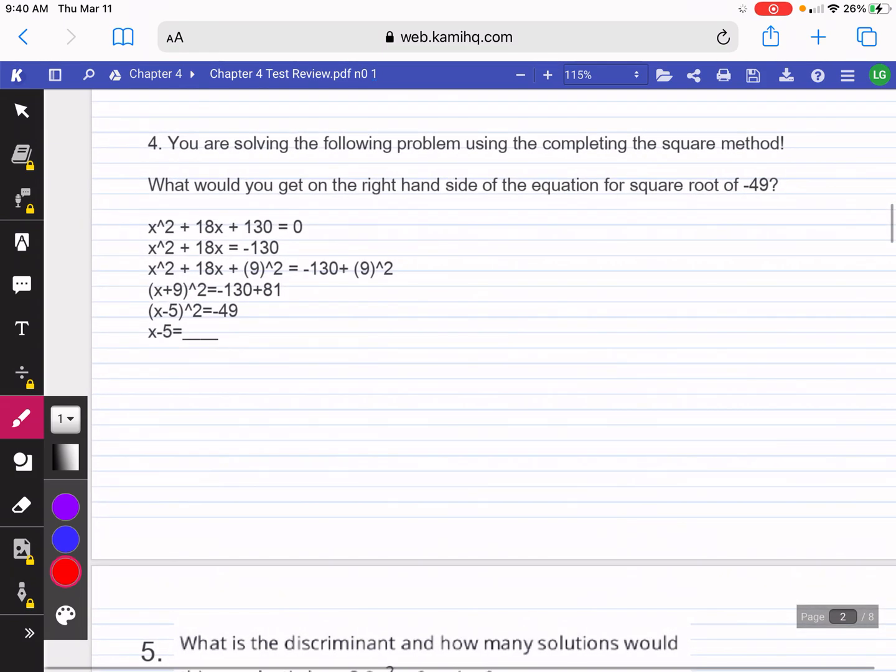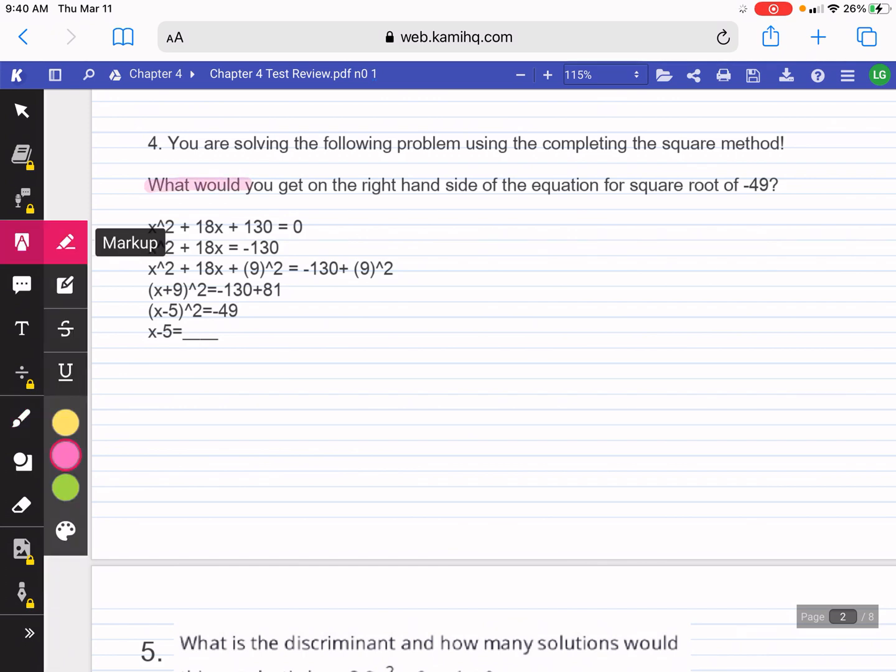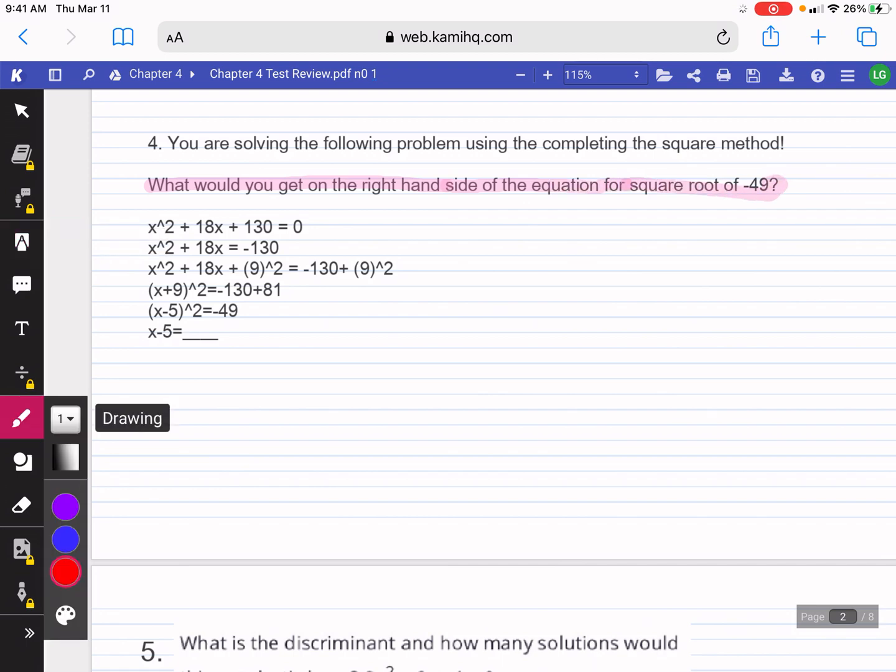This next problem is a different completing the square problem. They already did most of the steps. Here it says, what would you get on the right side of the equation for square root of negative 49? So basically they're asking us to take the square root of negative 49, because here when we're solving we would square root both sides. And they want to know what the square root of negative 49 would be. Well, because it has a negative, this means it's going to be imaginary, because you cannot take the square roots of negatives.